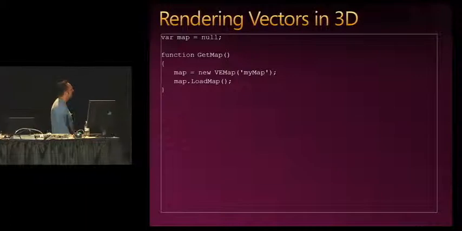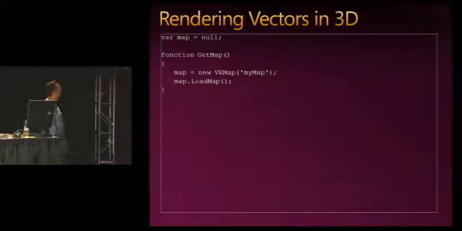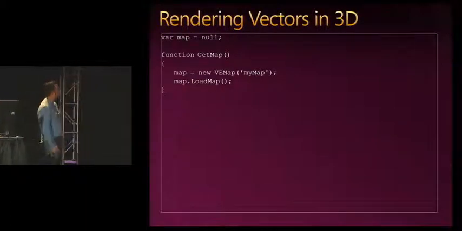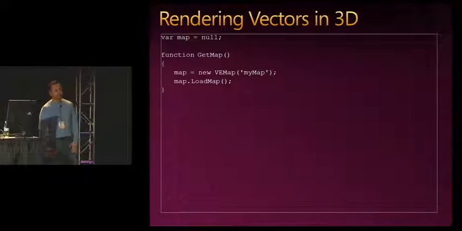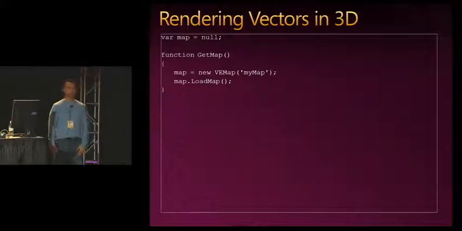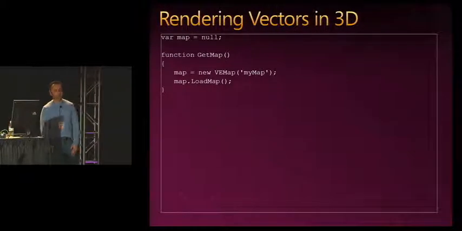Okay, so this little bit is about rendering vectors in 3D. The good news is it's the same as 2D. You just flip a switch. So this code should look very familiar by now. Almost all of our applications start the same way.